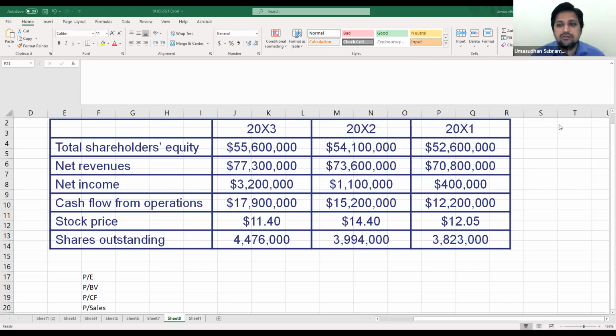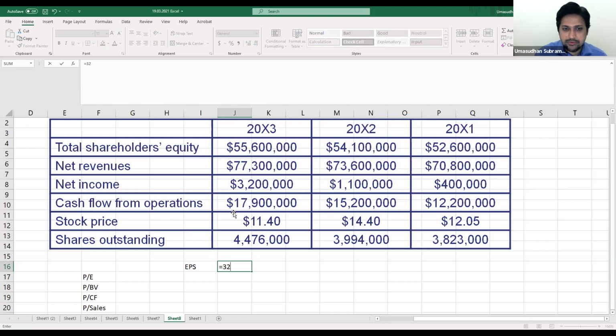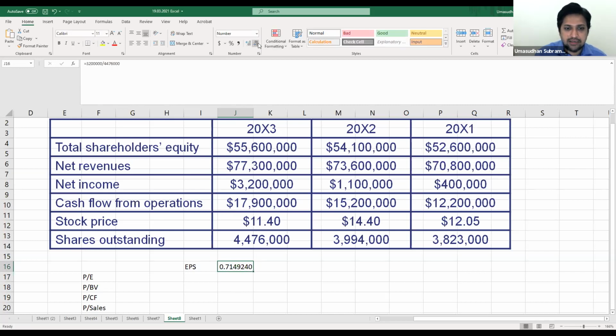Do you know the EPS? Do you know the stock price? Is the stock price given to you? Yes. So what would you do? How would you calculate your EPS? 3.2 million, which is your net income, divided by the shares outstanding. Exactly. So first let's calculate the EPS. EPS is going to be your net income, 3.2 million, divided by the number of shares outstanding. So that's going to give you your EPS. So EPS is going to be 0.71.